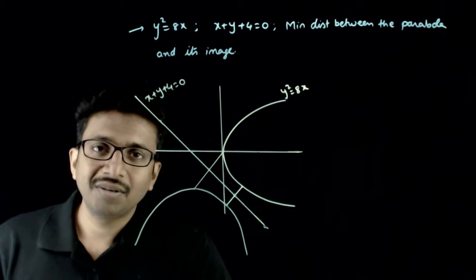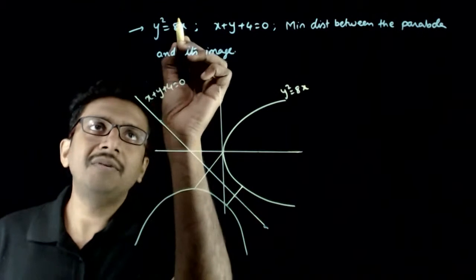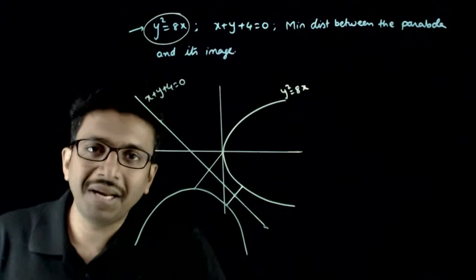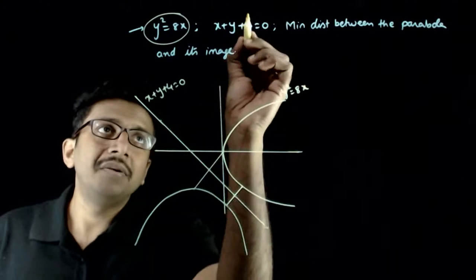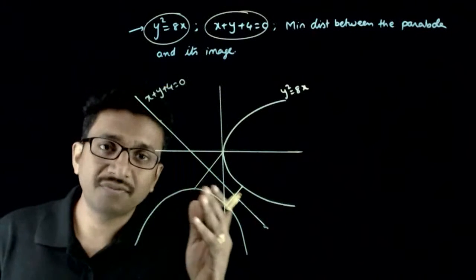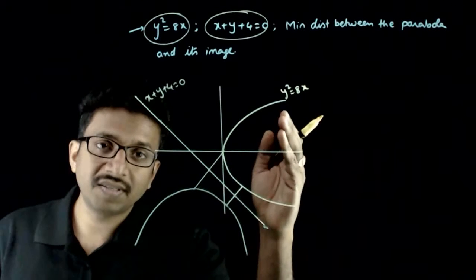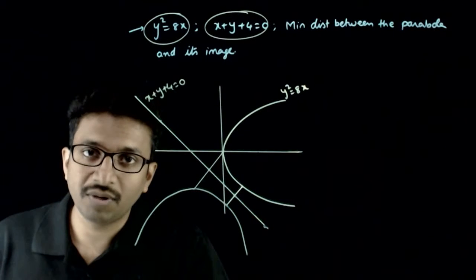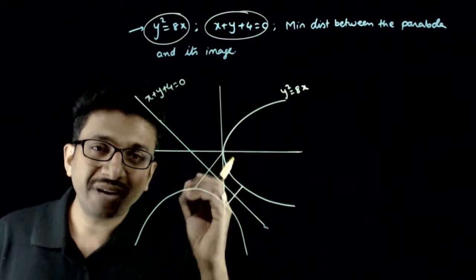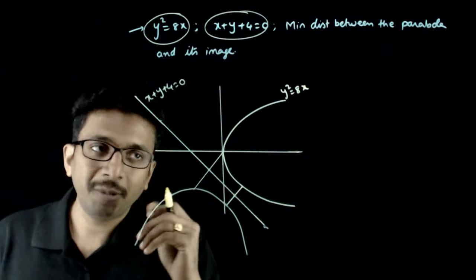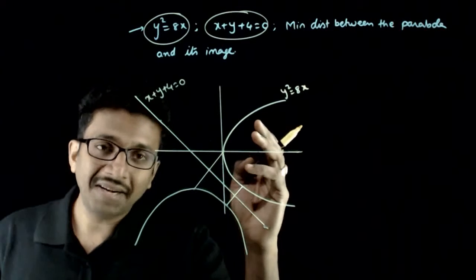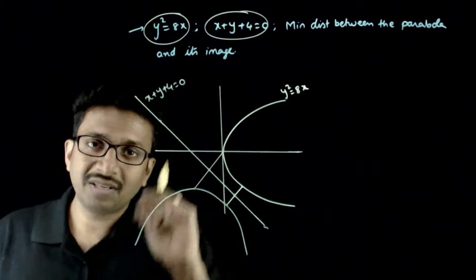So welcome students. In this question, you're given a parabola y square is equal to 8x and a line x plus y plus 4 is equal to 0, and you're asked to find the minimum distance between this parabola and the image of this parabola with respect to this line.